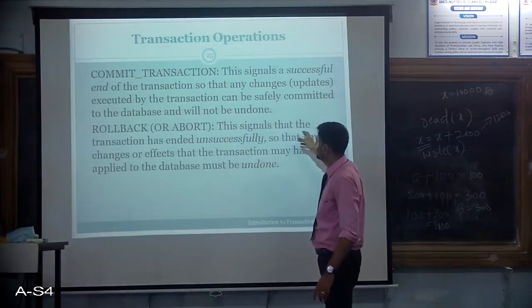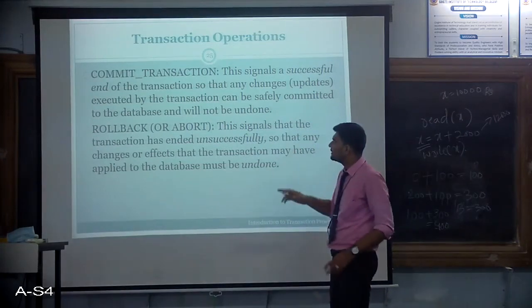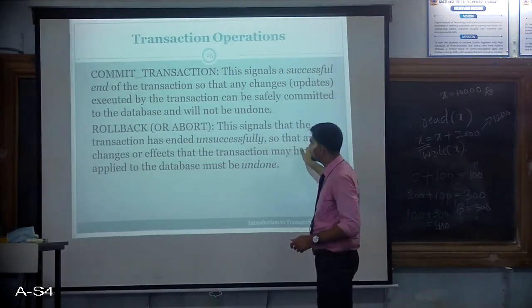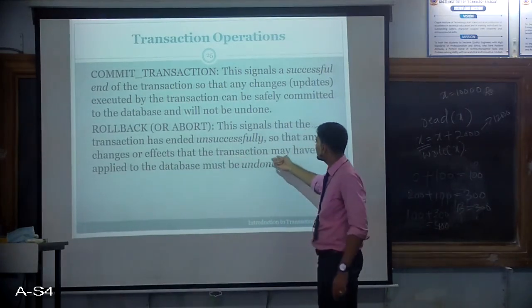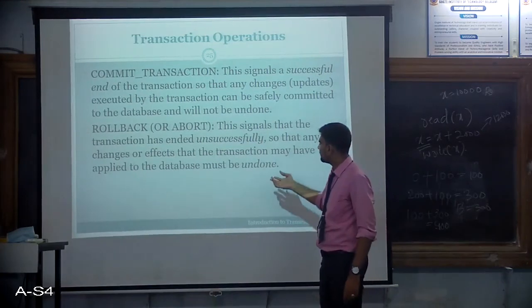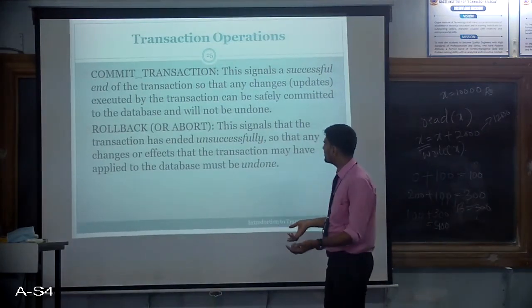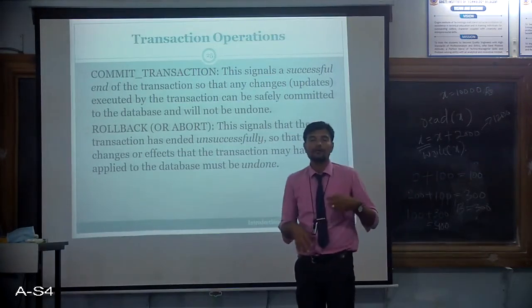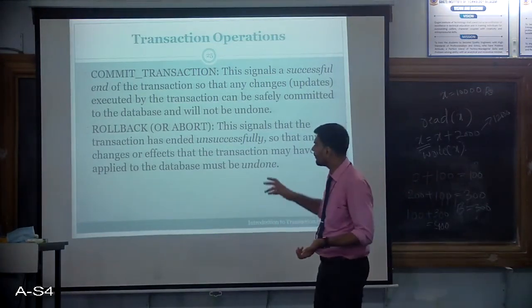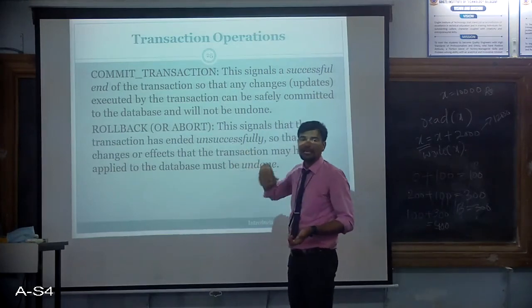Next is rollback. This signals that the transaction has ended unsuccessfully, so any changes or effects that the transaction may have applied to the database must be undone. Sometimes a failure occurs, and in that case we can roll back to the original value. Whenever you perform a rollback operation, you can restore the value.